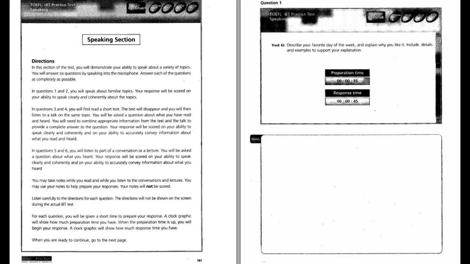Speaking section. Describe your favorite day of the week and explain why you like it. Include details and examples to support your explanation.